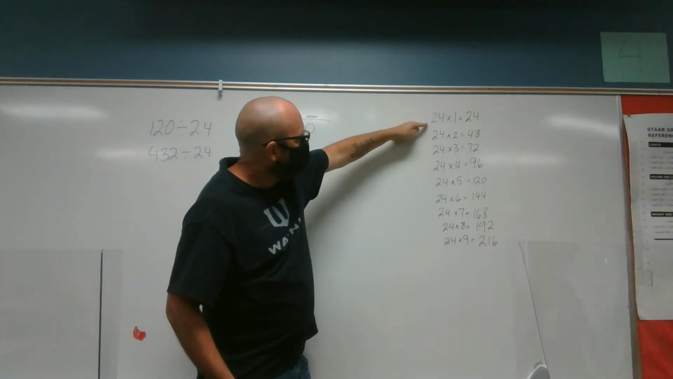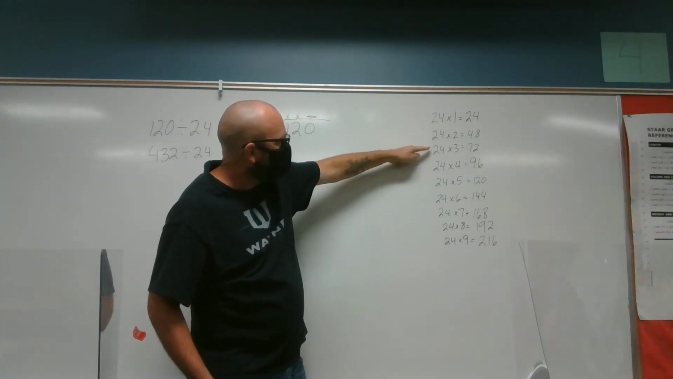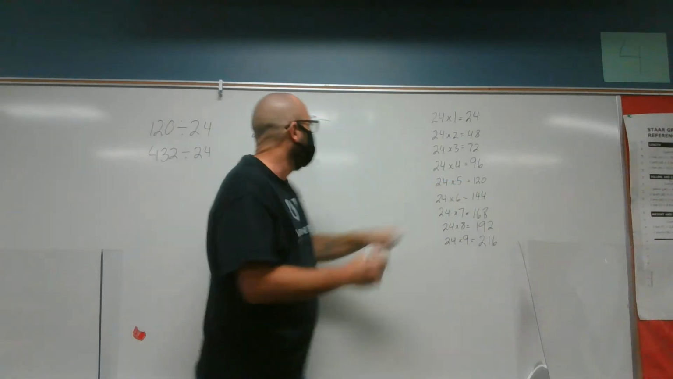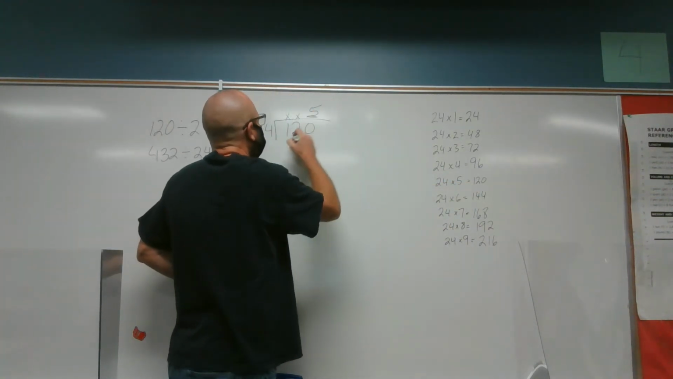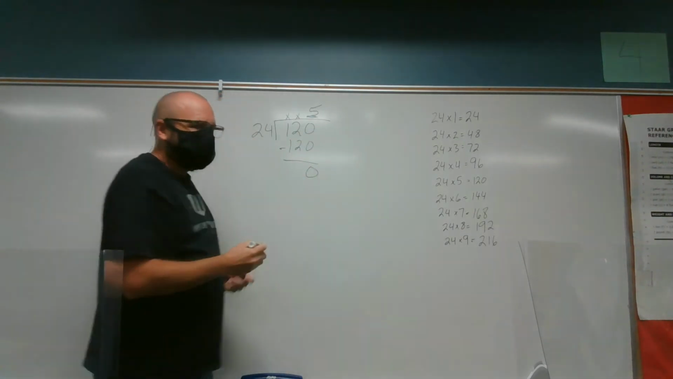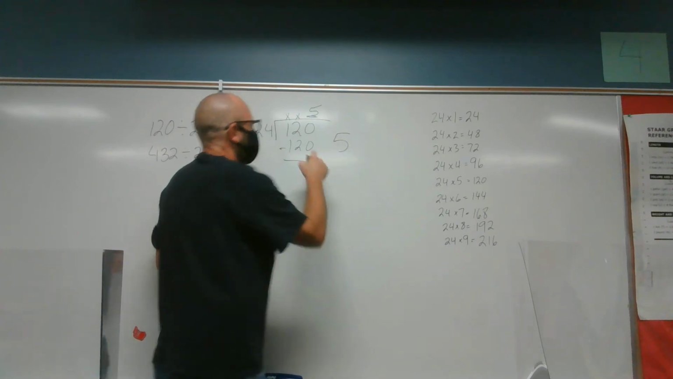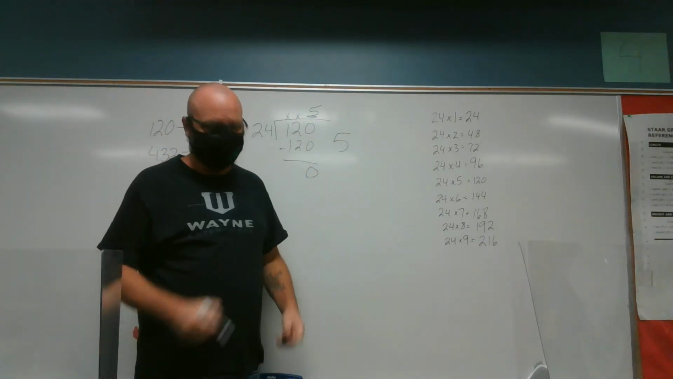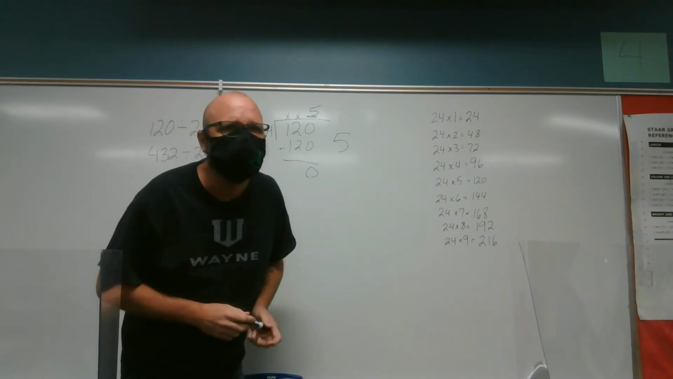Then I look here, and I go down 24, 48, 72, 96, 120. Boom! Since 24 times 5 equals 120, my answer is 5. There's nothing left after I subtract, so no remainder.